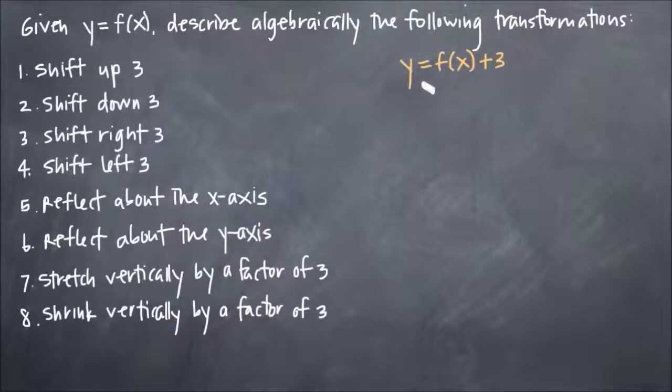And the same will go for shifting down 3. We'll just get y equals f of x minus 3. This would shift the graph down vertically 3 units.